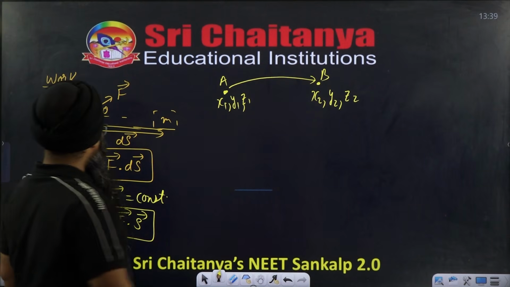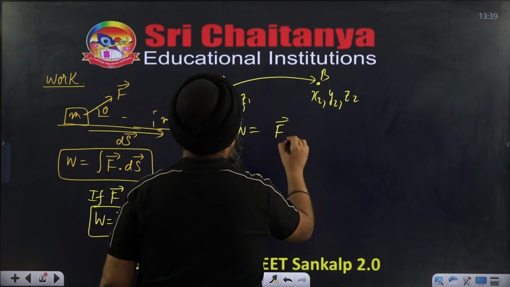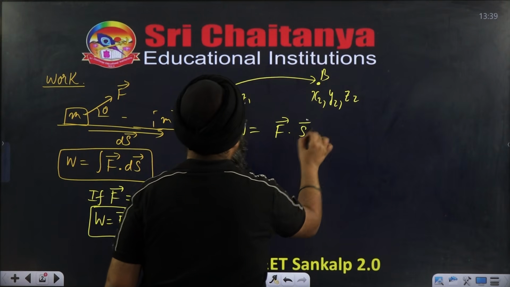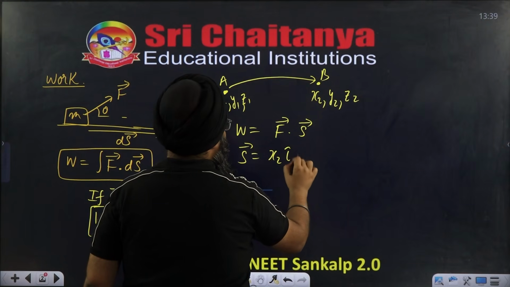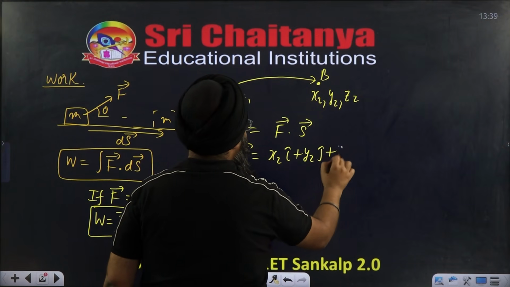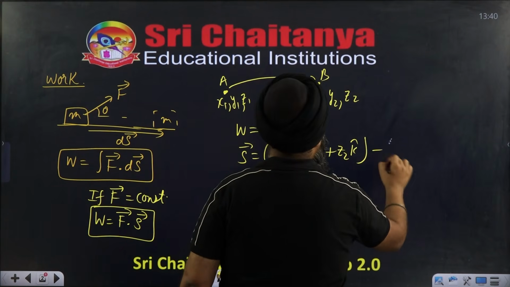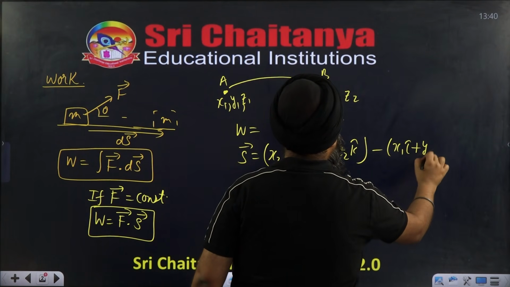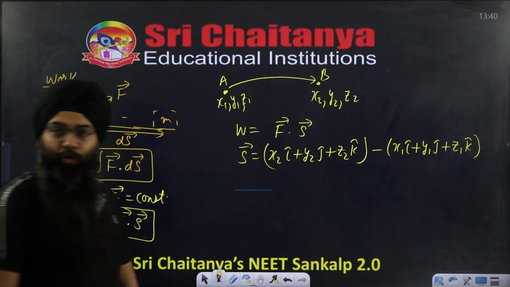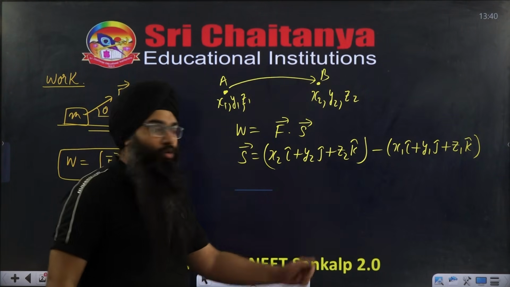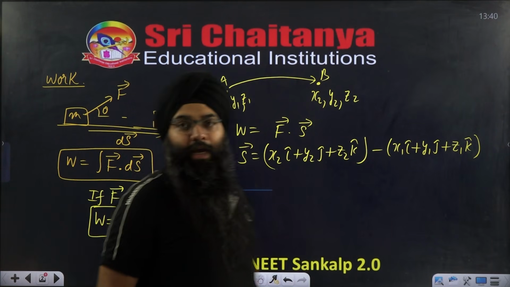If a constant force is being applied, then the work done can be written directly as F vector dot displacement vector. Now what will be the displacement vector? The displacement vector will be the final position, x2 i cap plus y2 j cap plus z2 k cap, minus the initial position, x1 i cap plus y1 j cap plus z1 k cap. So the displacement is final position minus initial position. You already know the force, whatever force is given to you, do the dot product of this.